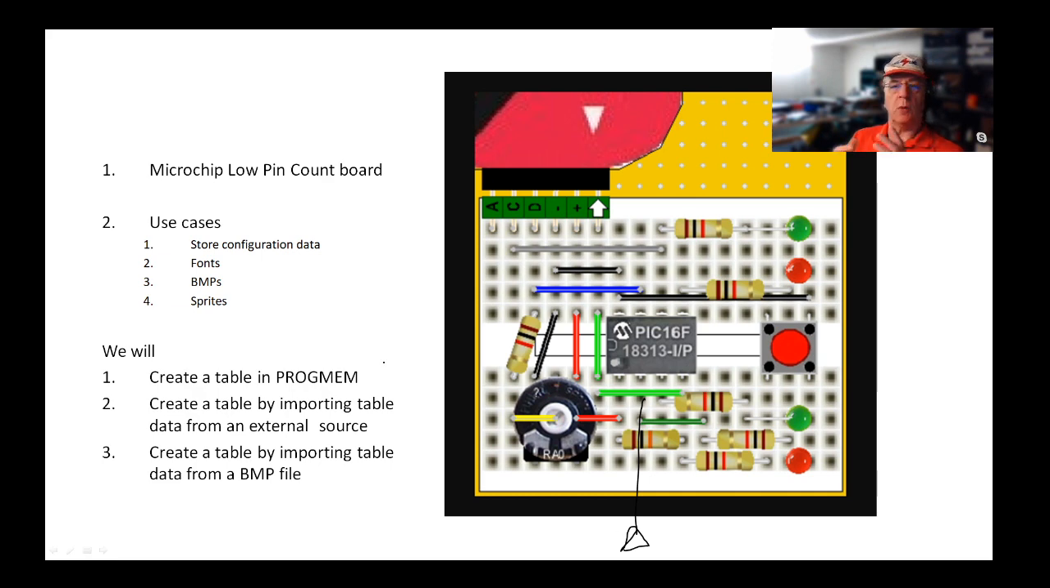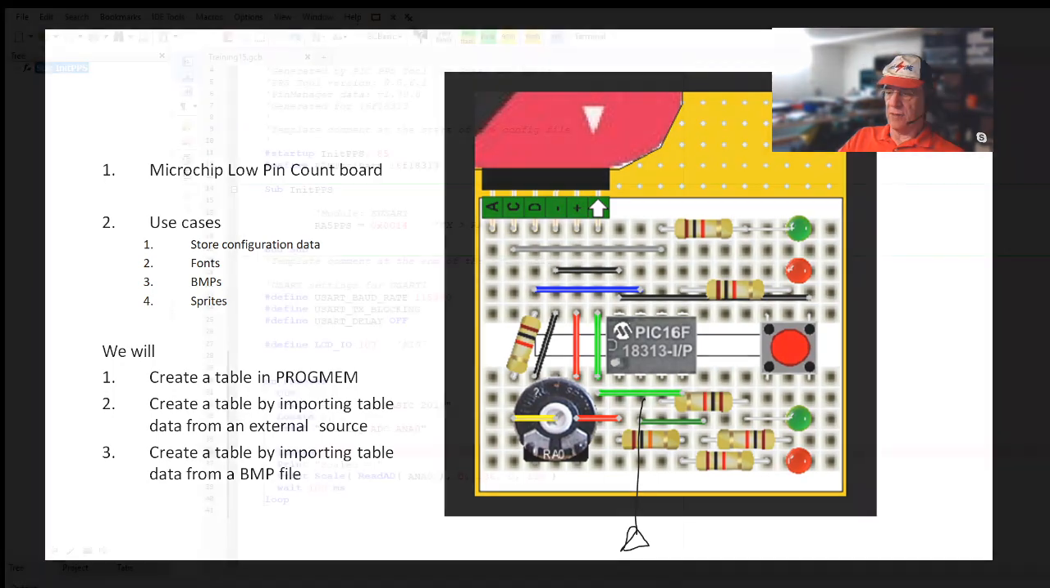So why would you want to use a table? The use case for a table is really to minimize the amount of code you've got. You can use them to store configuration data, fonts, BMPs, sprites, all sorts of data, and I'll show you in a moment how much of Great Cow Basic uses tables. So let's have a quick look at that.